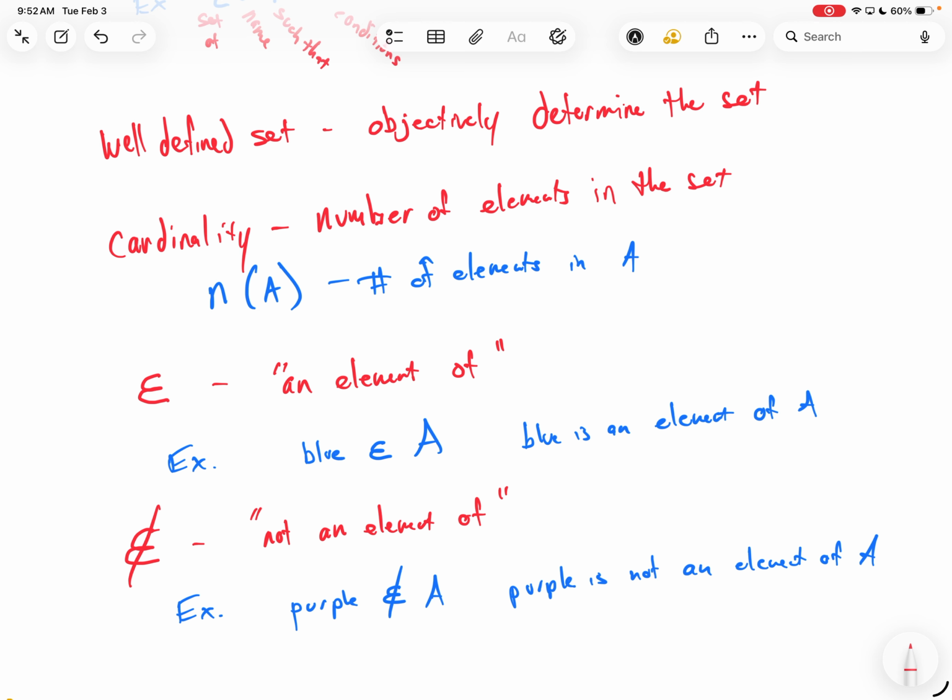And then if you put a line through it, just like equal and not equal to, when you put a line through it, that means not an element of. Okay, so like purple is not an element of A. Okay. The way I always remember that E is it kind of looks like an E, so it's element. Blue, element of A. Give you a second to write some of that down, but.